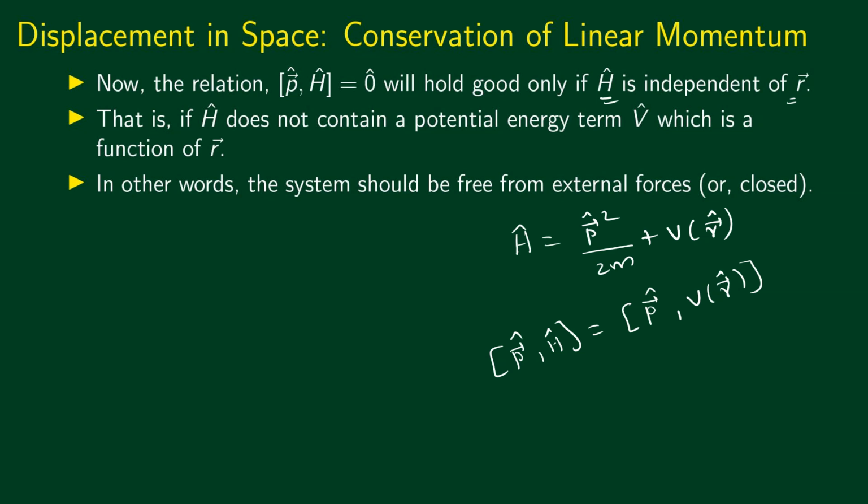In other words, the system should be free from external forces for a momentum to be conserved. Right? This is the kind of statement that we have seen in classical mechanics, even in Newtonian mechanics. Right? We have said that if there is no external force acting on the system, then the momentum is conserved.